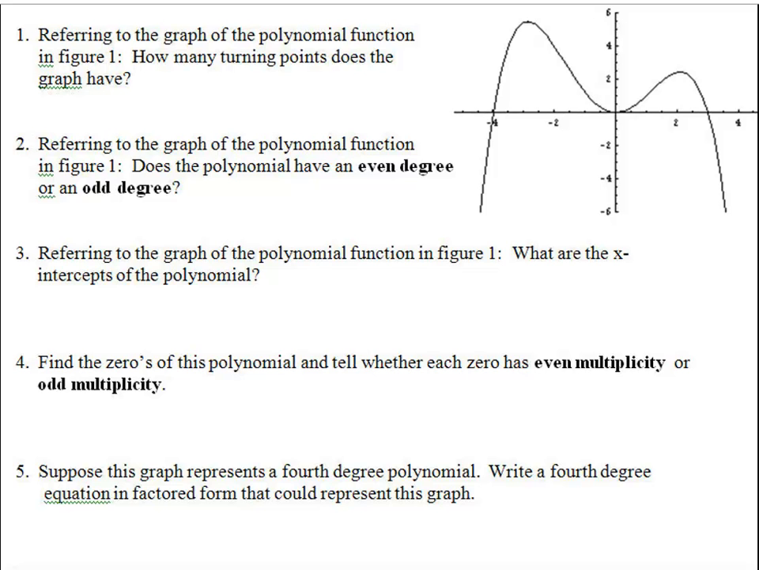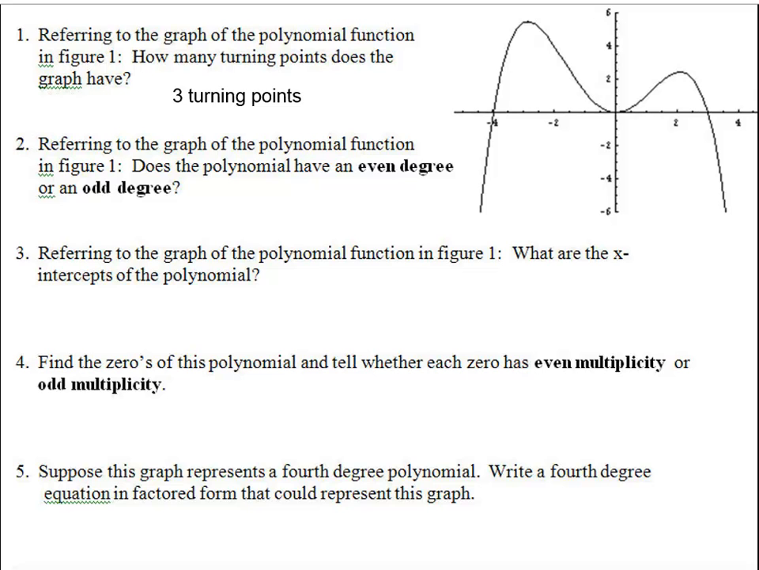So in this example, I'm giving us the graph, and I'm not giving us the equation. So from the graph, we're going to analyze information about the polynomial. Question 1 says, referring to the graph, how many turning points does the graph have? So I can pretty easily see 1, 2, 3 turning points on that graph.